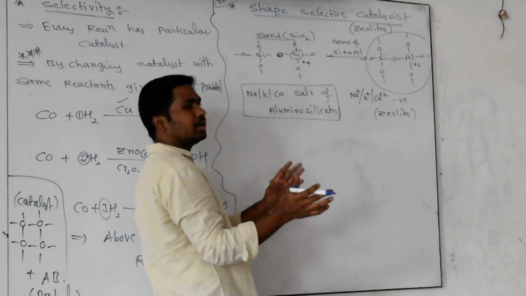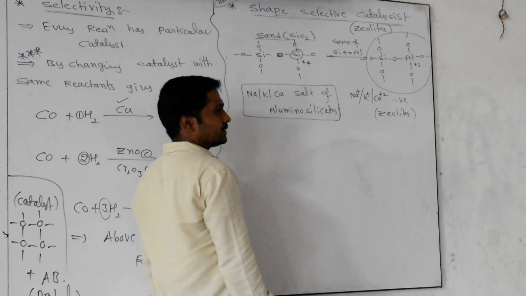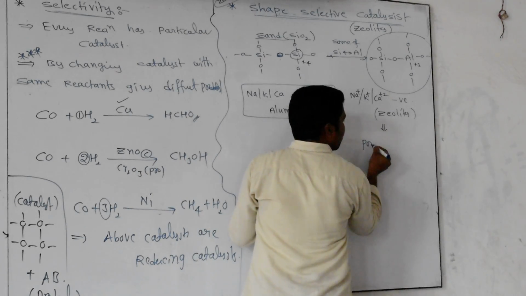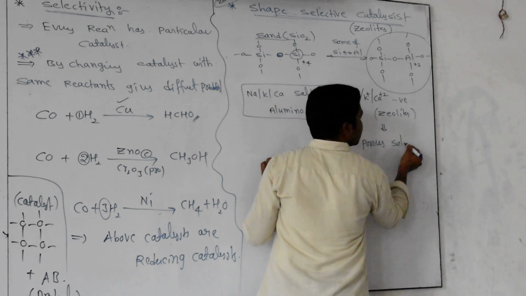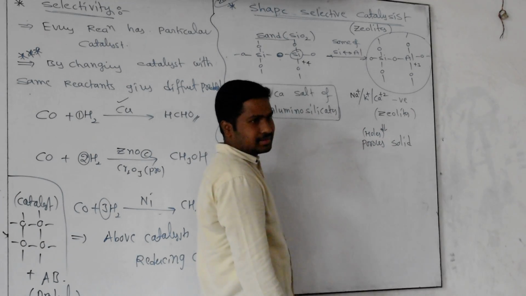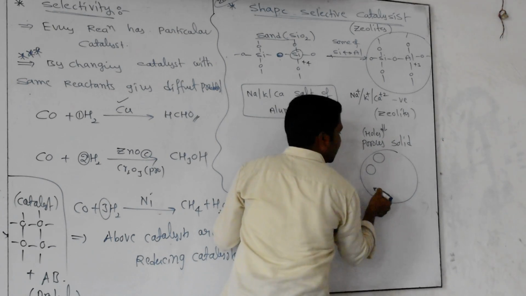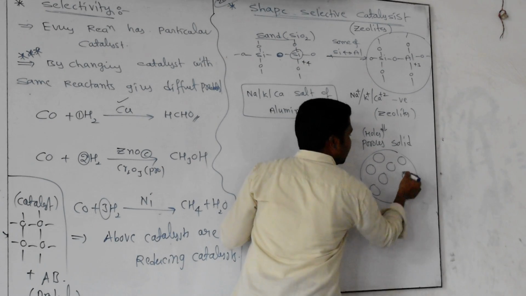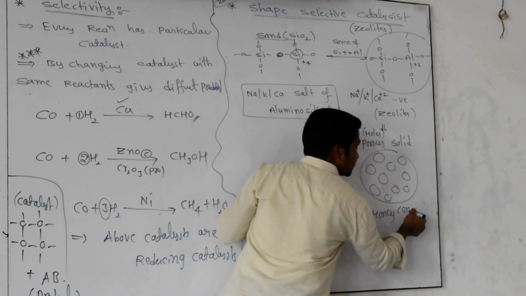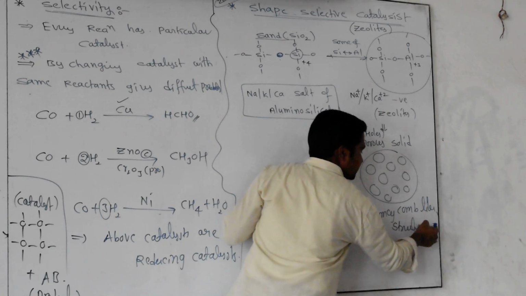Or simply we say metal salt. Metal salt of aluminosilicates is called zeolites. Finally, the material we get is a porous solid. What is the meaning of porous solid? What is the meaning of porous? Nothing but holes, cavities. We get a solid material with so many holes inside it. Those resultant materials we call honeycomb-like structures. Did you get it? Honeycomb-like structures, those zeolites.